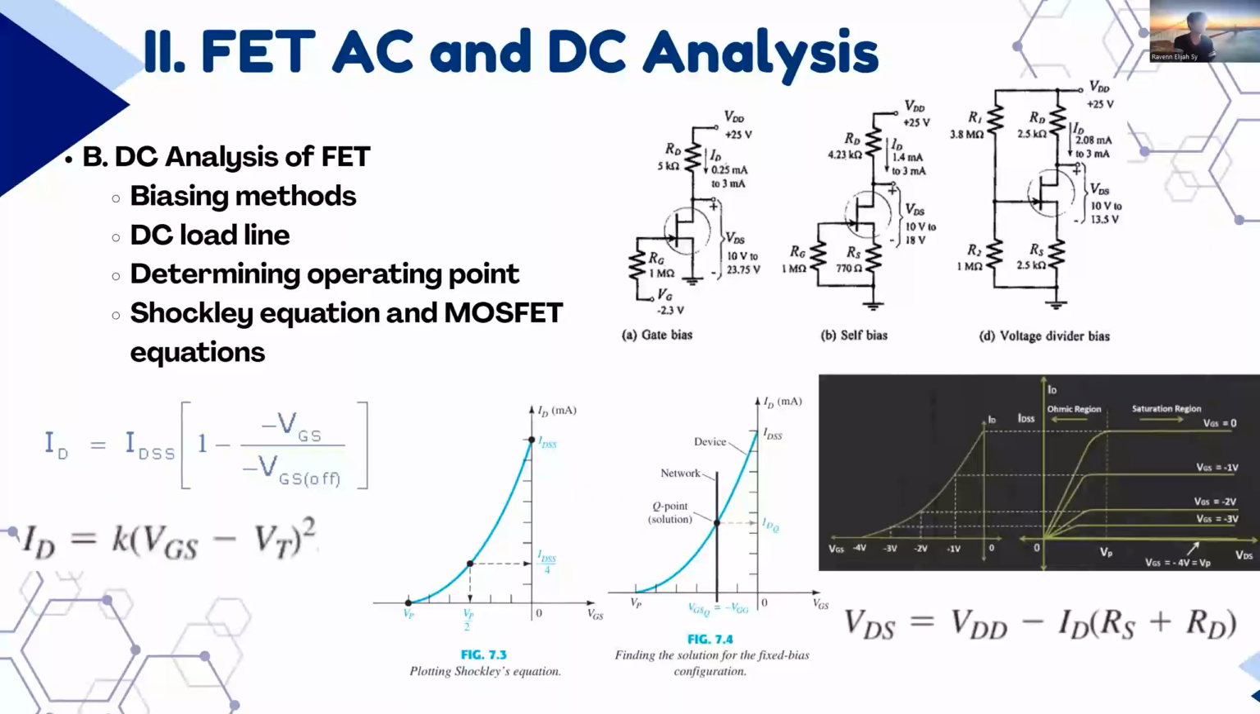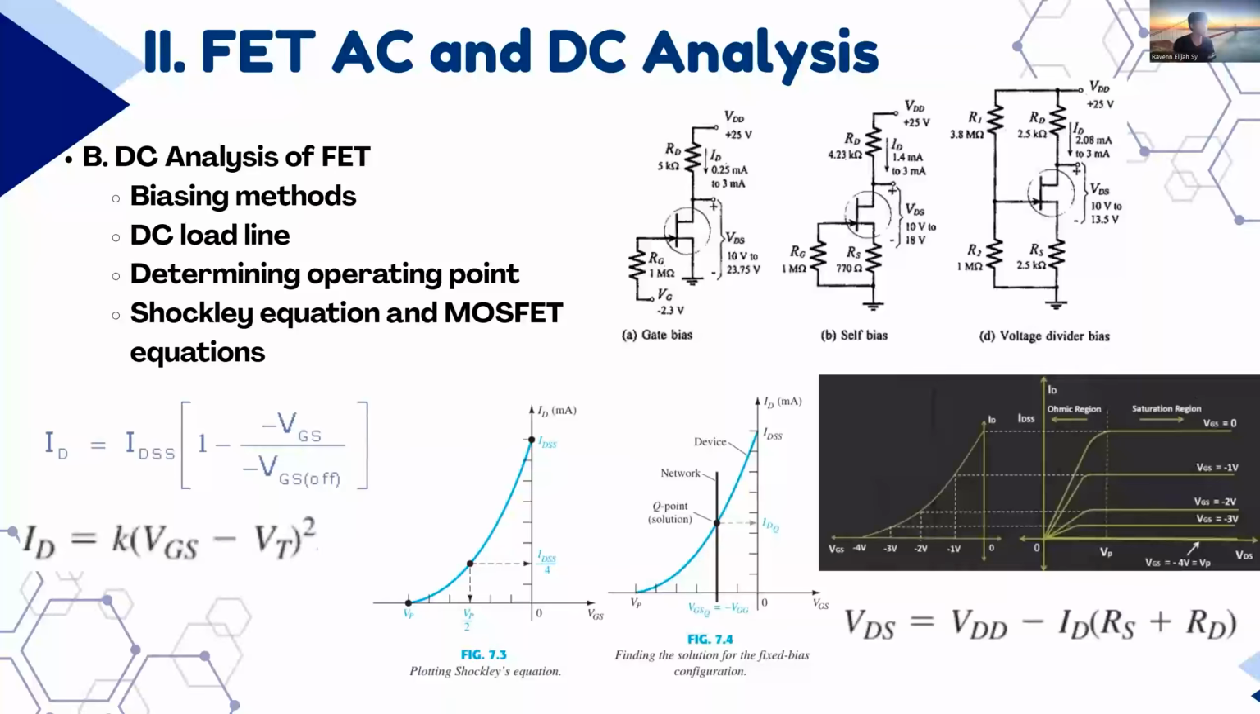So let's talk about the DC analysis of a FET. DC analysis of a FET establishes the static operating currents and voltages before an AC signal is introduced. Unlike the linear relationships found in BJTs, the relationship between input voltage and output current in a FET is nonlinear.